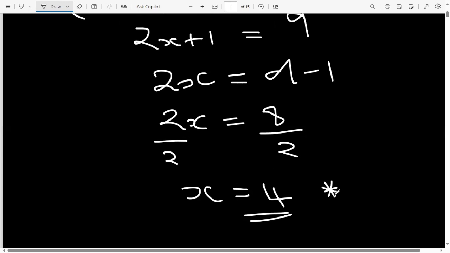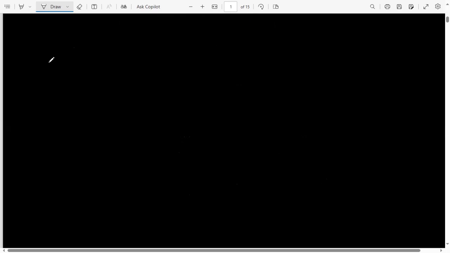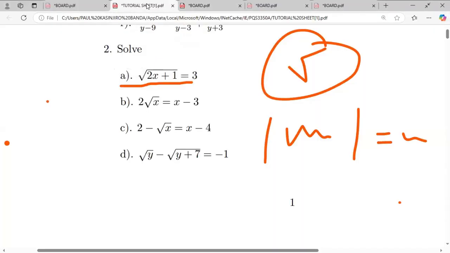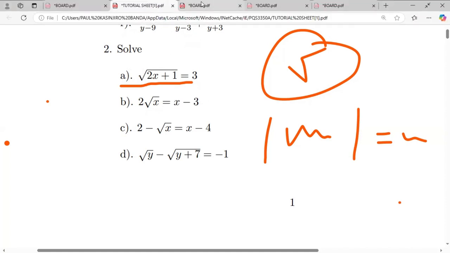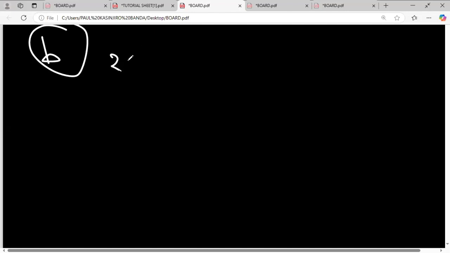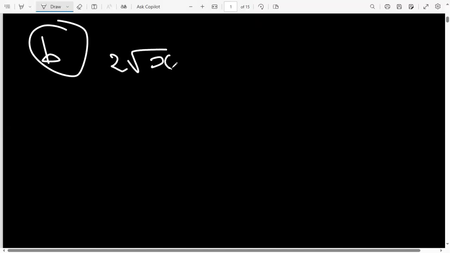Let's now try to solve B. What do we have on B? Let's check. On B we have 2 multiplied by the square root of x equals x minus 3. So we have this situation where we have 2 root of x equals x minus 3. What do you think we should do here in order to find that value?